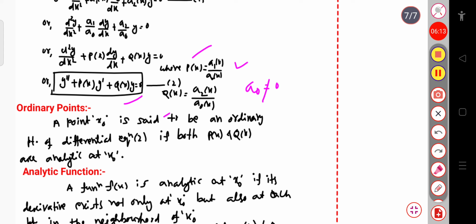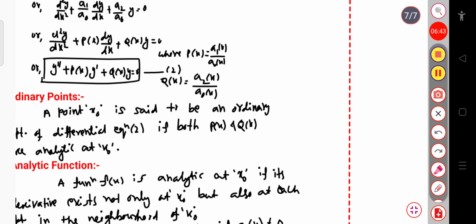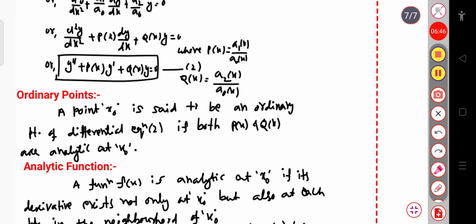When a naught of x is not equal to 0, then q of x is not infinite either, so we may say that p of x and q of x both have finite values. Here, a function f of x is analytic at the point x naught if its derivative exists not only at x naught but also at each point in the neighborhood of x naught. Then that function is called an analytic function. And the point where the function is analytic, this x naught, is called an ordinary point. That is, at this point x naught the function is defined.